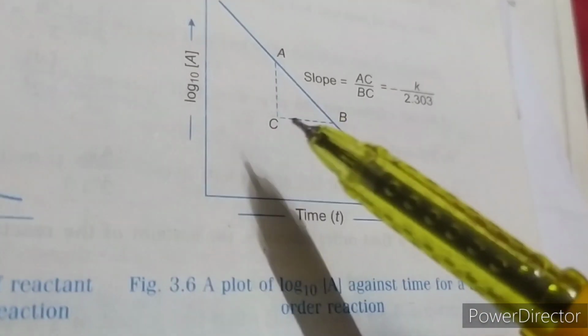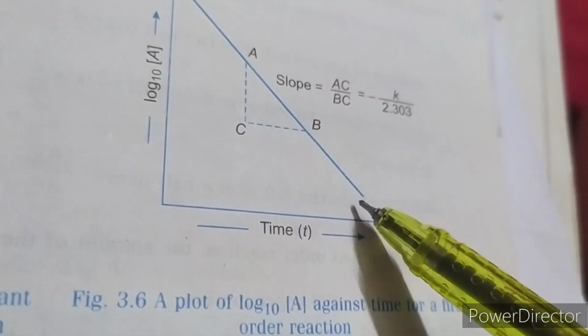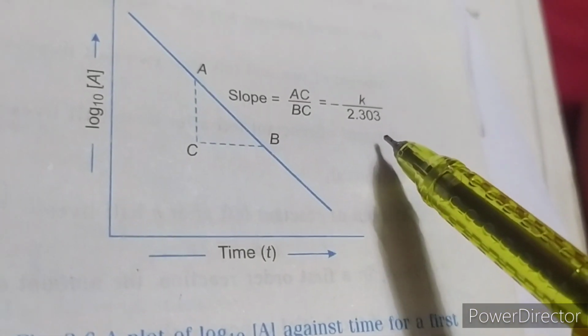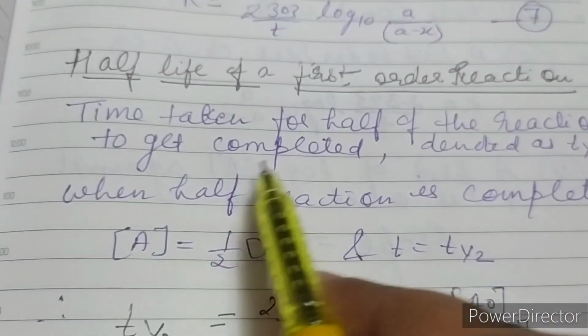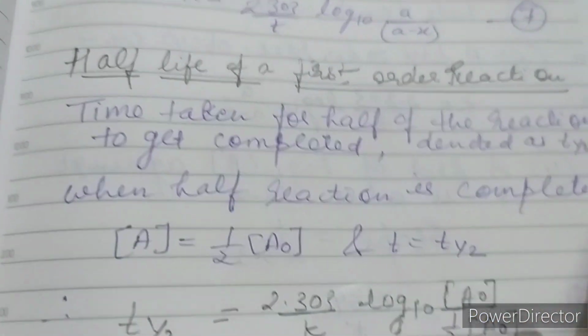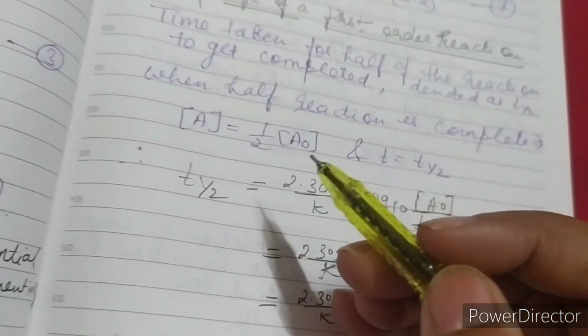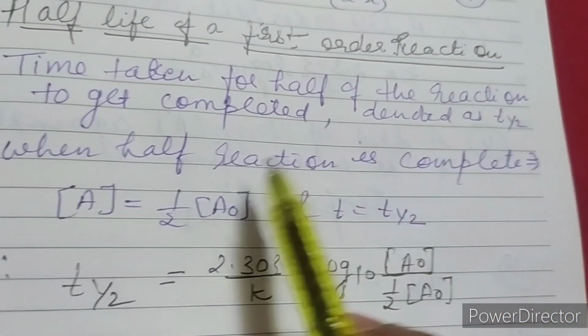And in the graph 3, the graph is being plotted between log 10A and time t, and the slope of this reaction will give you the value of minus K upon 2.303. Next we come to the half-life of the reaction. Half-life is defined as the time taken for half of the reaction to get complete. मतलब कितनी टाइम में रिएक्शन का हाफ रिएक्शन कंप्लीट हो जाएगा, दैट इज द हाफ लाइफ एंड डिनोटेड बाई T1/2.